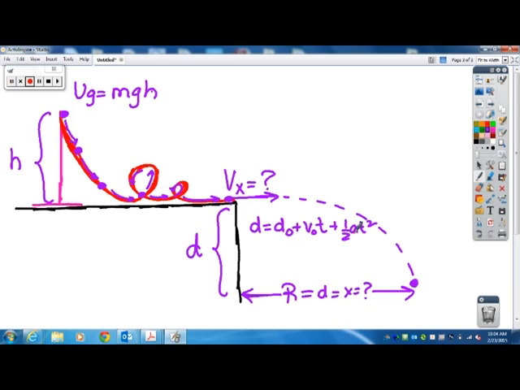So just a reminder, I'm using all the y variables. I'm using variables that exist on the y-axis. The d naught is 0. The v naught on the y-axis is 0. The acceleration on the y-axis is 9.81 meters per second squared. So basically the equation simplifies to d equals 1/2 at squared.